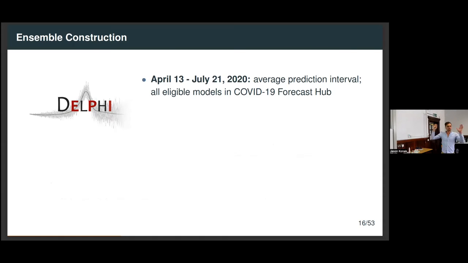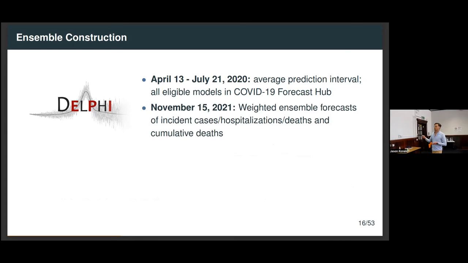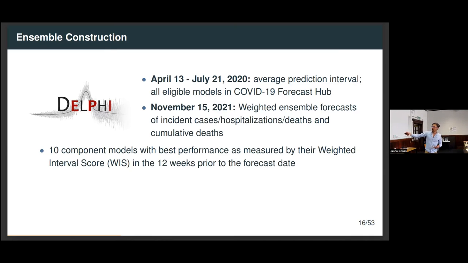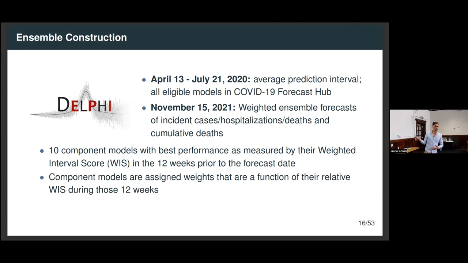Originally, they had a bunch of teams put models into a forecasting hub, and they just averaged the predictions of all the models. Each of them was giving upper and lower provisions for these things. And then they learned a little bit, and in November 2021, moved to a weighted ensemble. They constructed that weighted ensemble by looking at the past performance of everything in the forecasting hub, scoring it using a scoring rule, a particular one called the weighted interval score, in the 12 weeks prior to the forecast, and then the 10 best performing models get into the ensemble model. And not only is the selection criterion which models get in the most accurate ones, but their weights were also determined by their past performance.